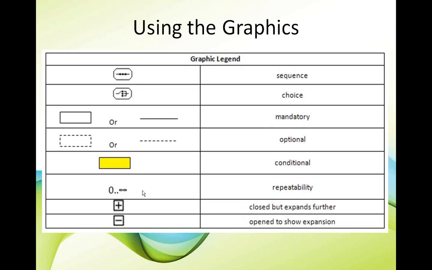The repeatability of a tag or an element is noted. It'll have 0 to N. You'll also see boxes that look like they're expanded or closed. The plus looks like it's closed but can expand further, and the minus shows that it is open, showing the expansion.